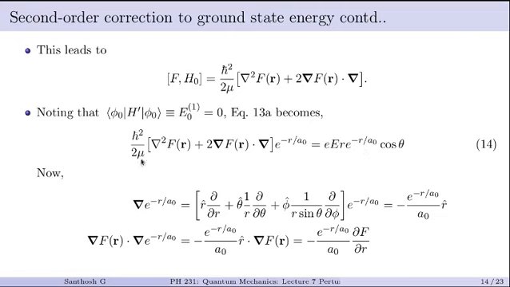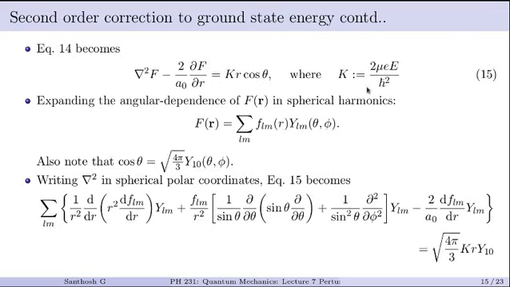Then this h bar square by 2 mu can be taken to the right side, and it becomes 2 mu by h bar square. Then these factors, this r and cos theta, and this factor are also there, and that can be taken together to define a new constant k, which is 2 mu capital E divided by h bar square. Then the right hand side of the equation becomes k r cos theta.